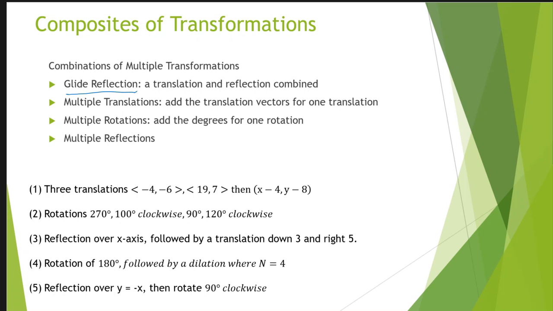Multiple translations, we already looked at that earlier when we did the translations. You would just add the different translation vectors. Multiple rotations, you would just add up the degrees to get one big rotation instead of doing multiple rotations. And then if it's multiple reflections, you would just apply the rules as they come.